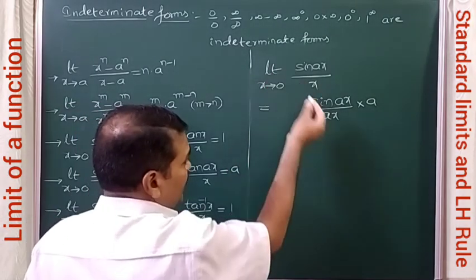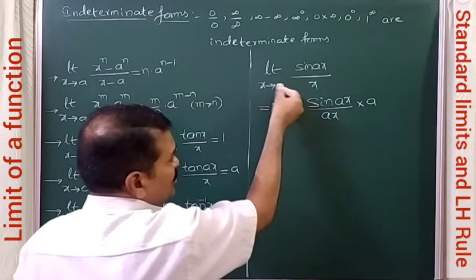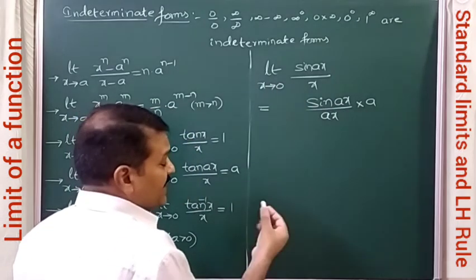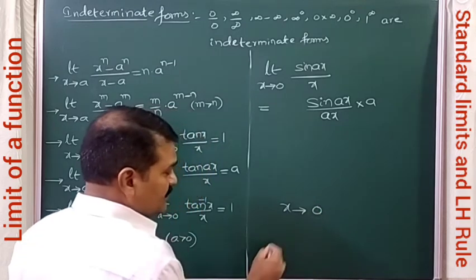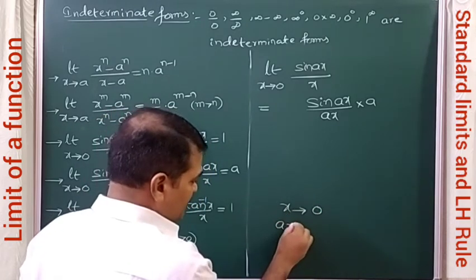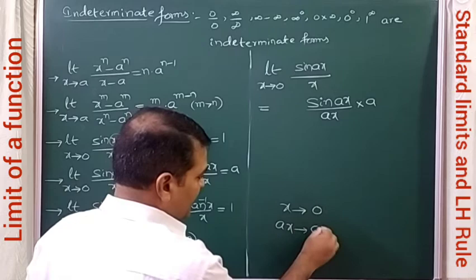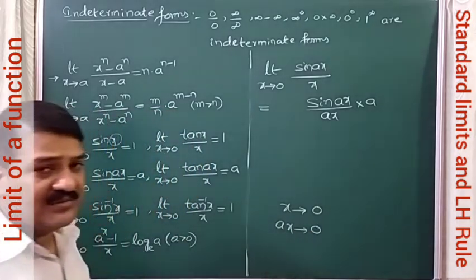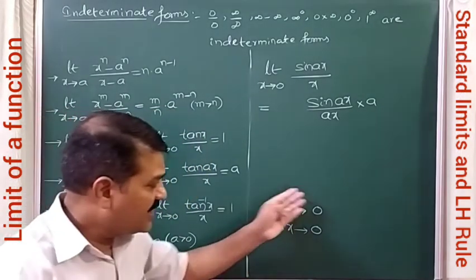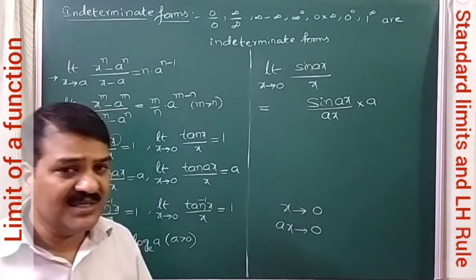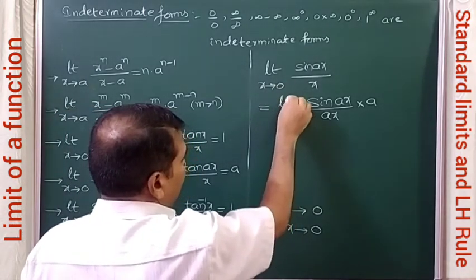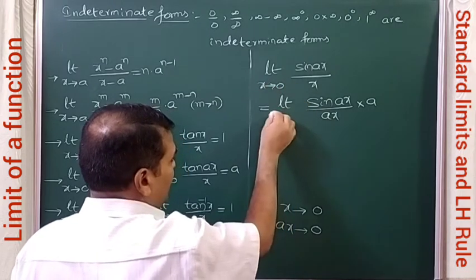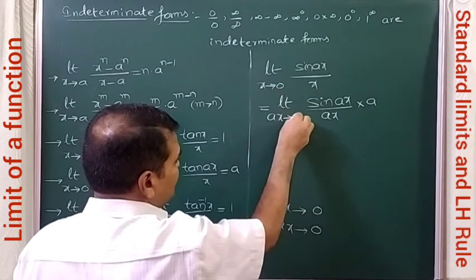So here you don't have this, ax tends to 0, no? So can I change it? If x tends to 0, multiply with a, you can write ax tends to 0. If x is nearly 0, a into x is also nearly 0 only. So therefore, instead of limit x tends to 0, I can introduce ax tends to 0.